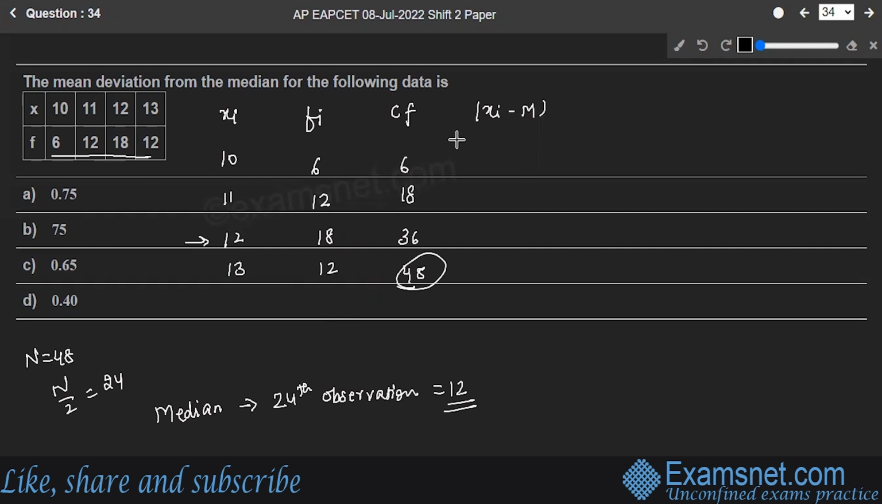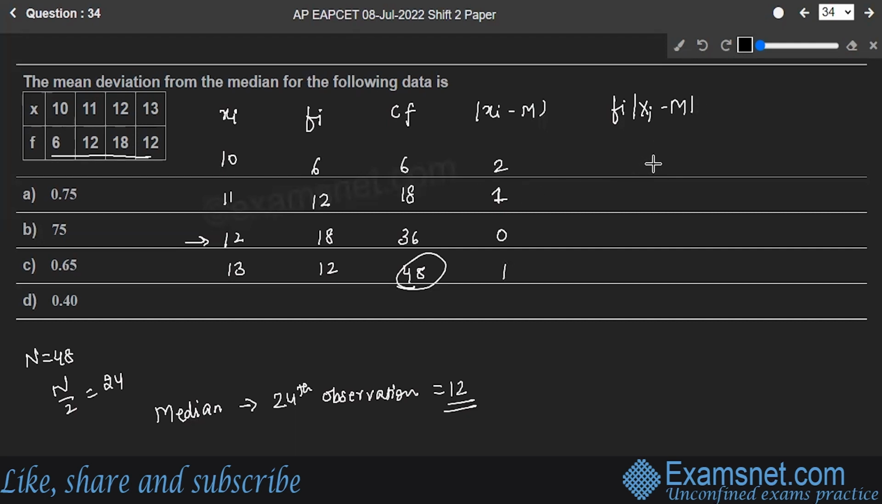So xi minus m, this will be like 10 minus 12, mod of it, so 2. Next, 11 minus 12, mod of that is equal to 1. And next 12 minus 12 will give you 0. 13 minus 12 will give you 1. Next is fi into xi minus m.